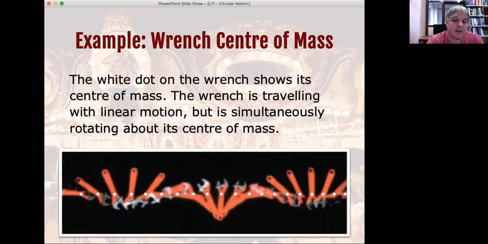You can see it's decelerating, so actually there is a net force, but the net force that it's experiencing is opposing the velocity because those white dots get closer together. So technically it is decelerating, but it's traveling in a straight line, so nice linear motion. However, while it's doing that, the wrench is rotating about its center of mass. And you can see that because we can observe where the handle is pointing. It's rotating, in this case, clockwise about its center of mass as the center of mass is traveling to the right.